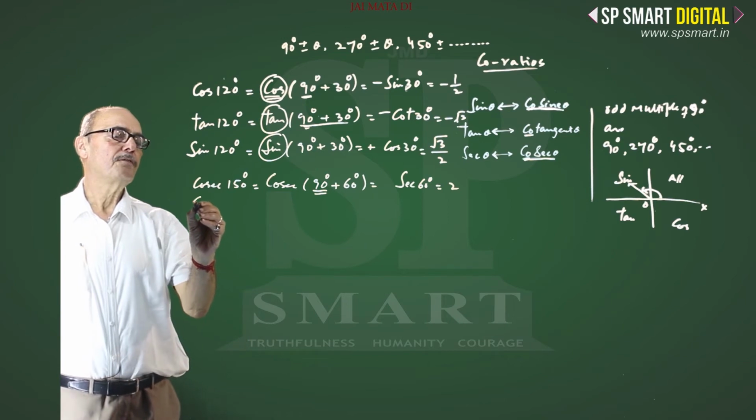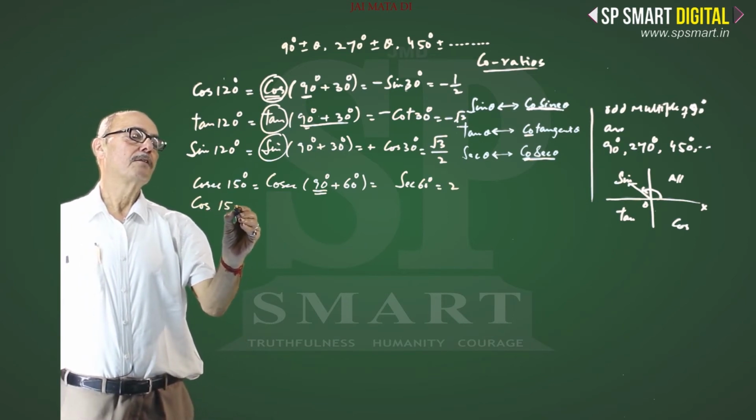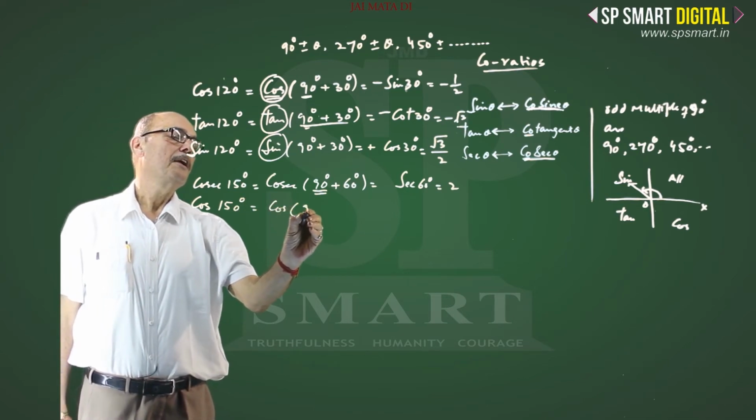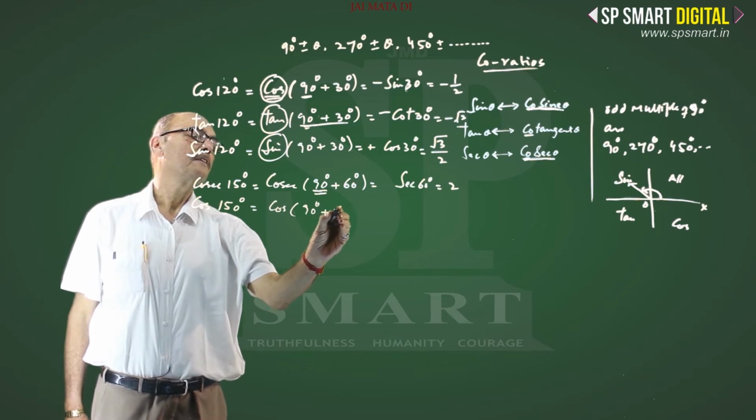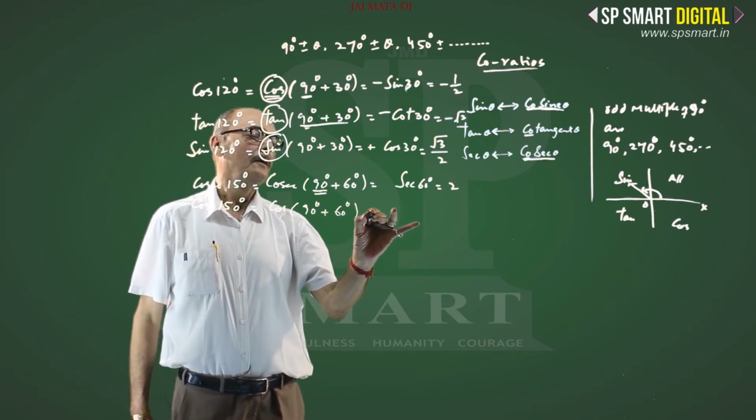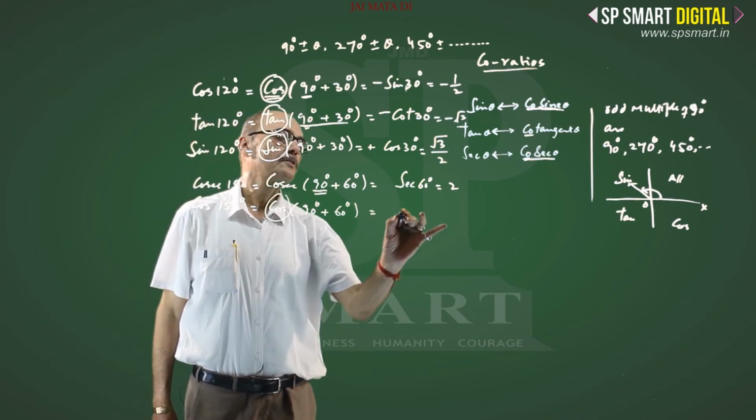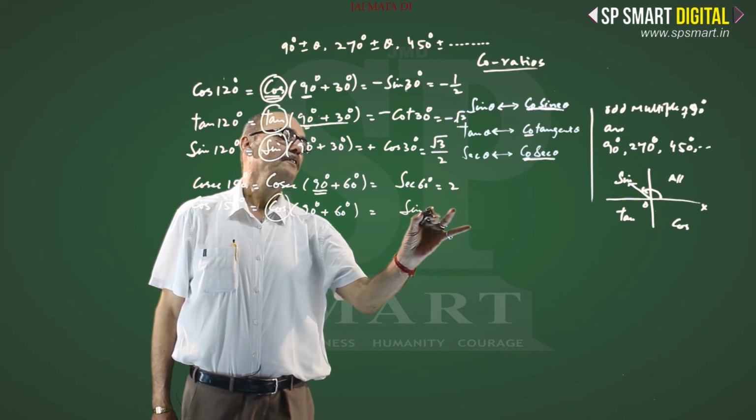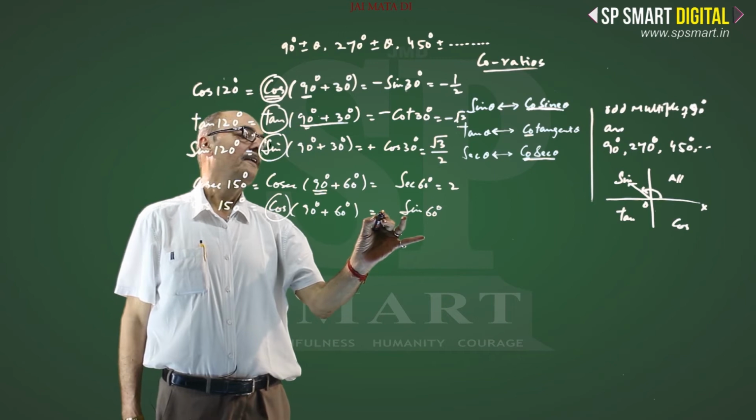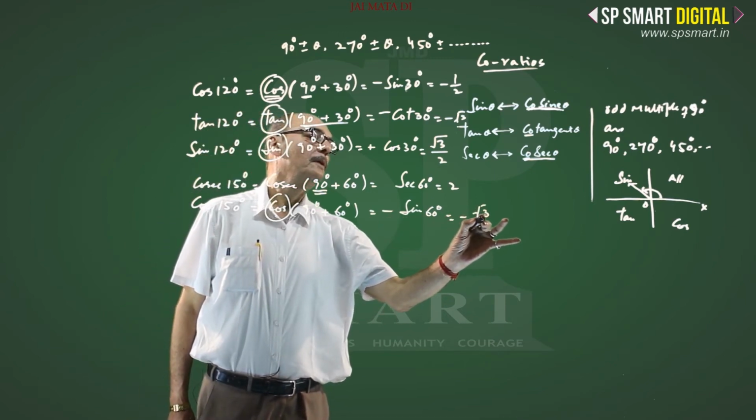If it is cos of 150 degrees, this is cos of 90 plus 60. So this cos will change into its co-ratio sin 60, and in the second quadrant cos is negative, and this is minus root 3 by 2.